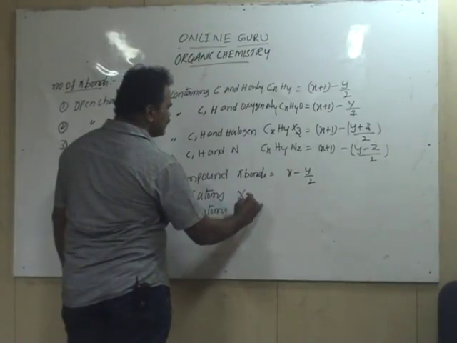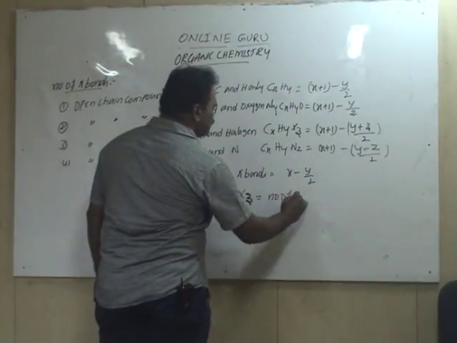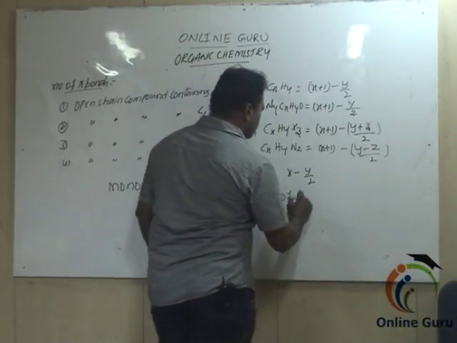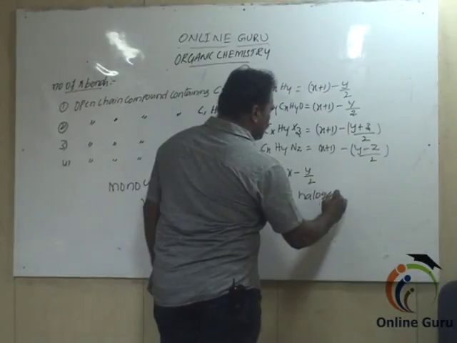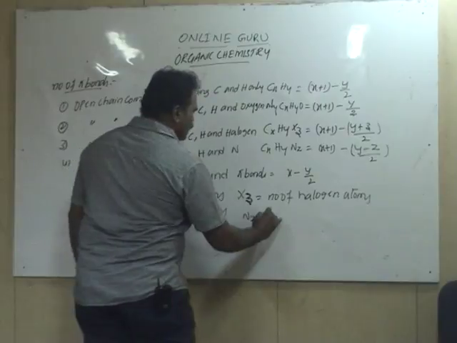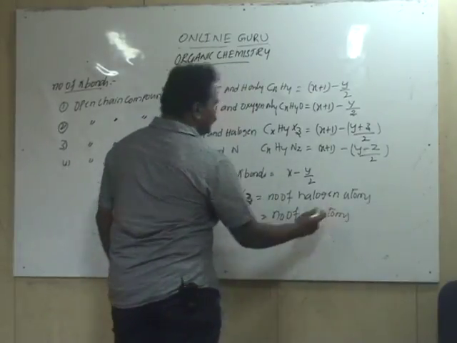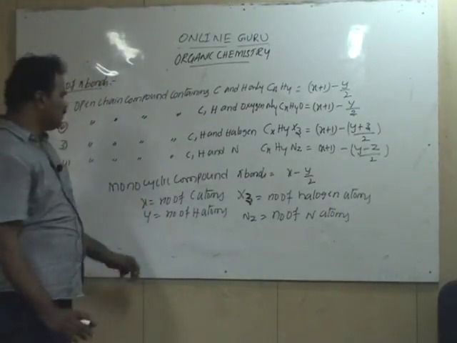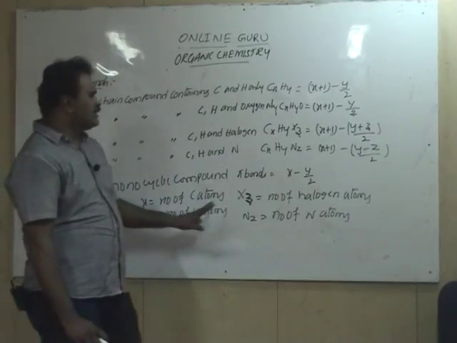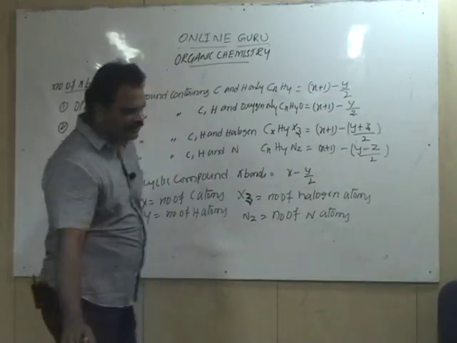Small z is equal to the number of halogen atoms. Capital Z equal to the number of nitrogen atoms. Here x equals the number of carbon atoms, y equals the number of hydrogen atoms, small z equals the number of halogen atoms, and capital Z equals the number of nitrogen atoms.